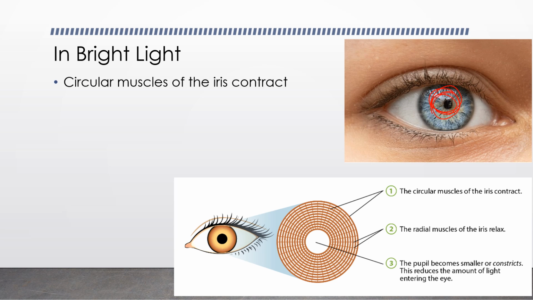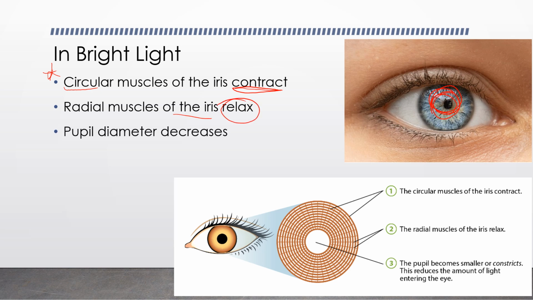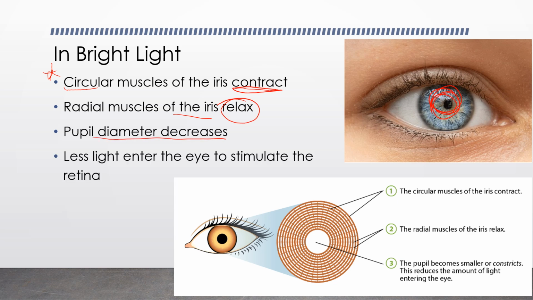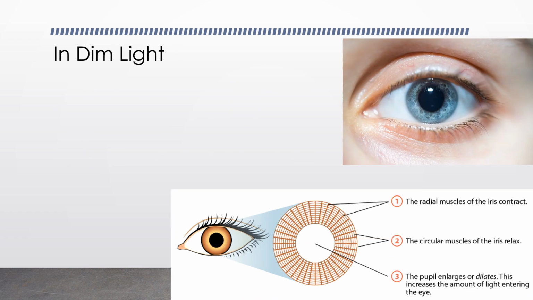When your eye is exposed to bright light, the circular muscles will contract. I think it is always good to think from a circular muscles point of view. Personally, I like to think from a circular muscles point of view. If I know that the circular muscles contract, then I know that the radial muscles of the iris relax, because it's opposite. This action will decrease the diameter of the pupil. And of course, if the pupil becomes smaller, then less light will enter the eye. There will be less stimulation of the retina, and so on and so forth.